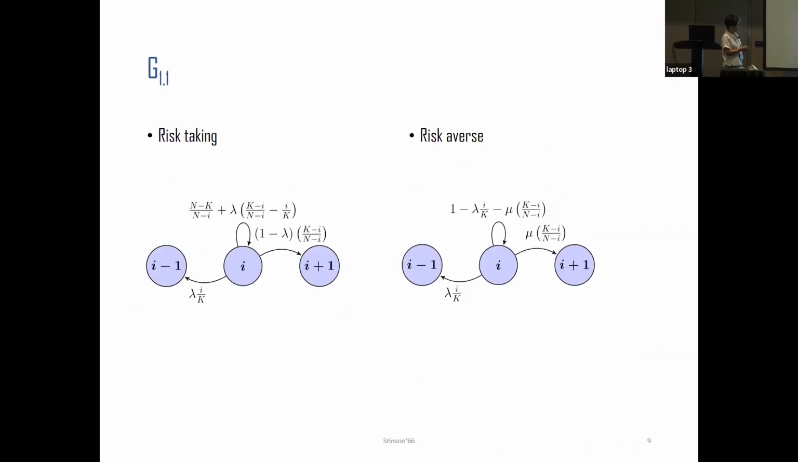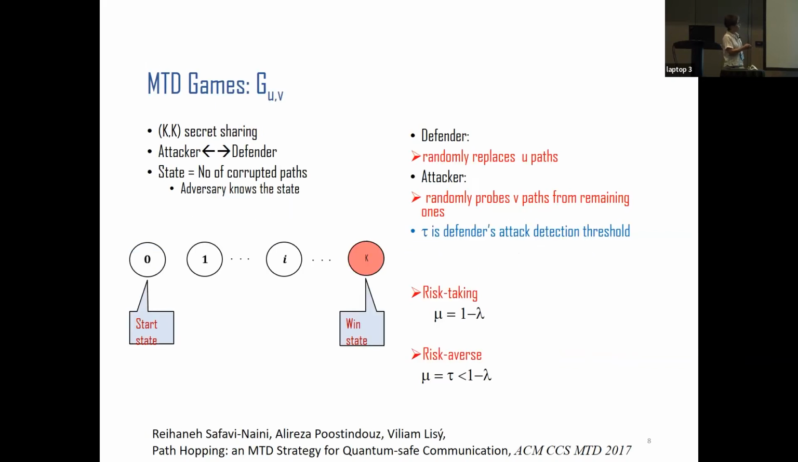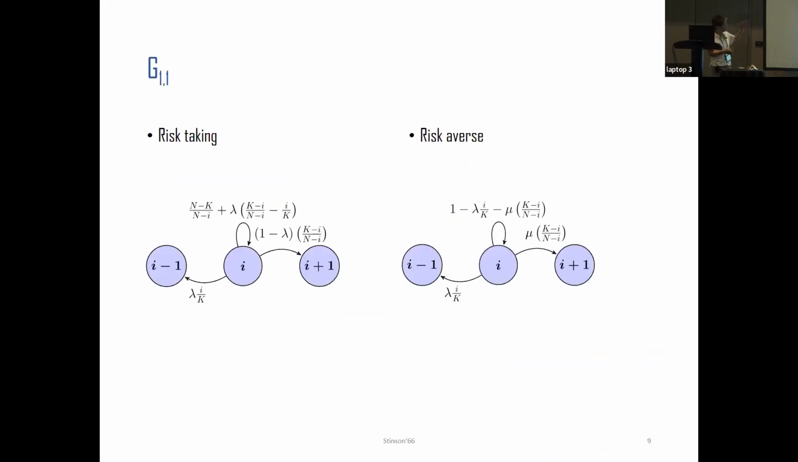And so when it captures k of these paths, then the system... if we assume that the encoding used is a k-secret sharing scheme, which basically means that a message is broken into k shares, and all k shares are required at the receiver to reconstruct the message. If that is the basic coding we are going to use, then the winning state of the adversary is going to be the state k, where the adversary has collected all of the k shares.